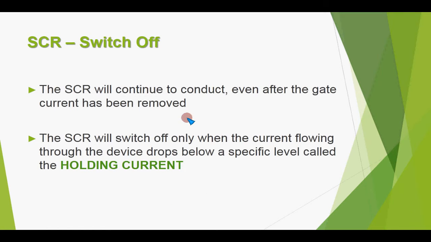And that SCR, after triggering the gate, would continue to conduct until the device is reverse biased, that is positive to the cathode or negative to the anode, or the second condition is by removing the supply voltages, or the holding current would fall to a lower limit. The SCR will continue to conduct even after the gate current has been removed. The SCR will switch off only when the current flowing through the device drops below a specific level called the holding current.